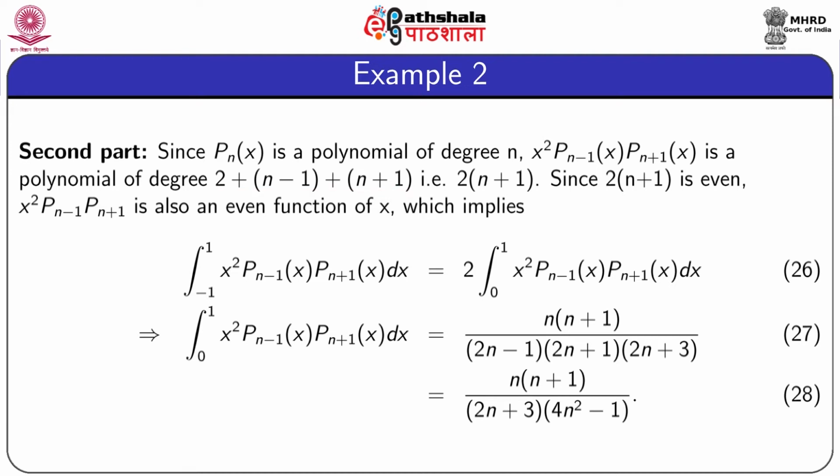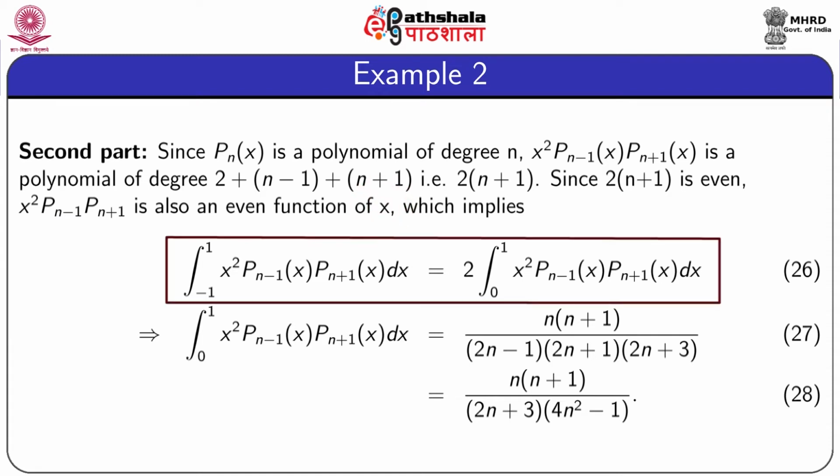So, overall if we add all these degrees, it is coming to 2n plus 1, which is an even number, and hence x² P_{n-1} P_{n+1} is an even function of x, which implies that the integration from -1 to +1 of x² P_{n-1}(x) P_{n+1}(x) will be equal to 2 times the integration from 0 to 1 of x² P_{n-1}(x) P_{n+1}(x) dx.